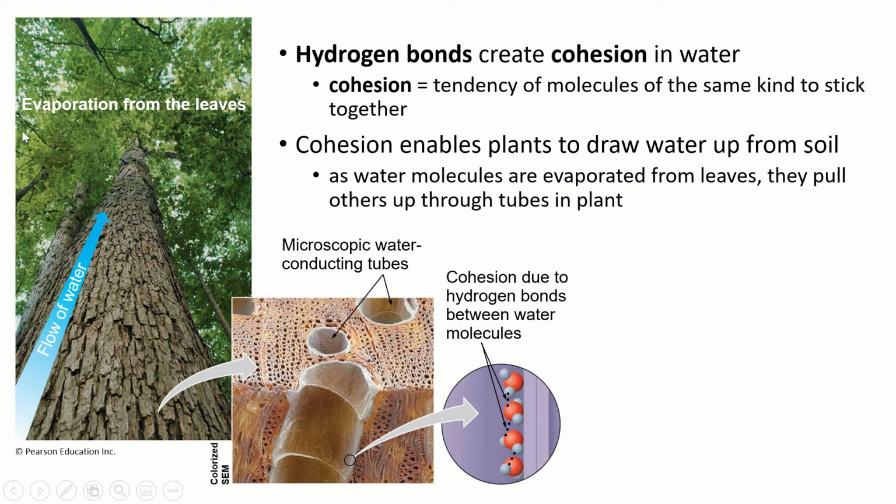And when there are little holes in the leaves of this tree, and when those holes open, some of the water evaporates from those leaves. When one of those water molecules evaporates, it is going to pull with it other water molecules. And so the evaporation of water from the leaves pulls water all the way up through the tree from the ground simply because of cohesion, because the water molecules stick together because of those hydrogen bonds between the water molecules. How cool is that? I think that's amazing.